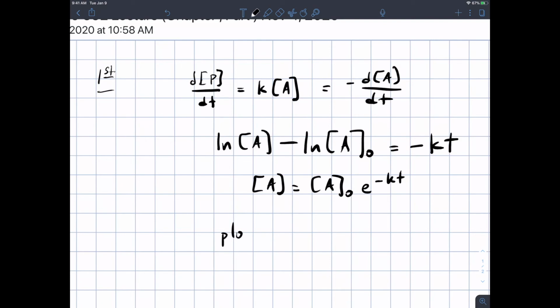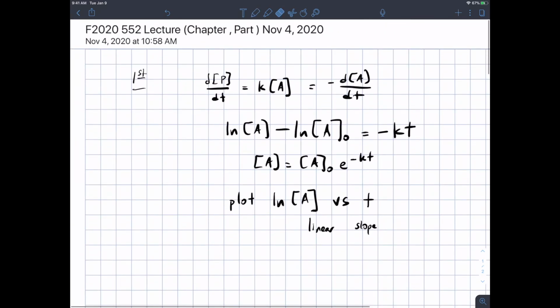And a key thing you can try to do if you think a reaction is first order, and especially if you can monitor the disappearing starting material, is plot the natural log of your starting material concentration versus time. It should be linear and the slope will be k, right? Or minus k, as the case may be. All right, any questions about that?